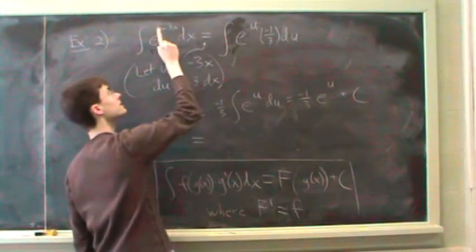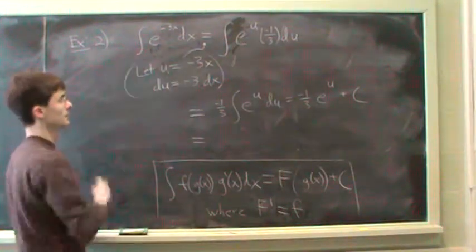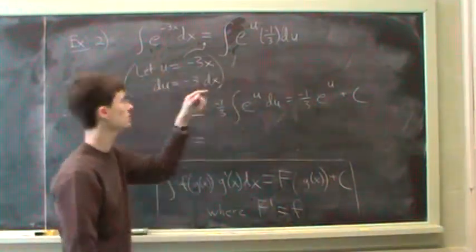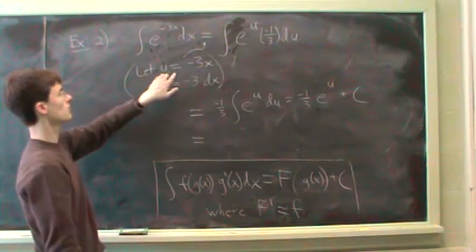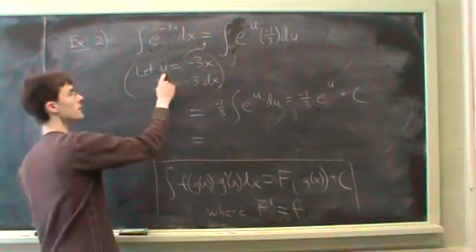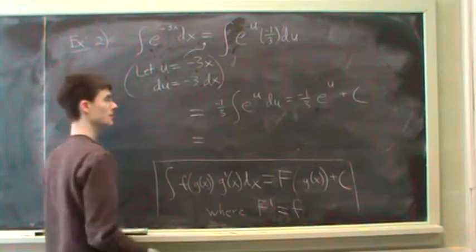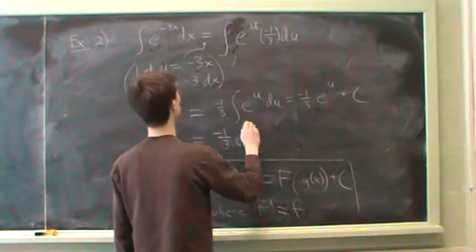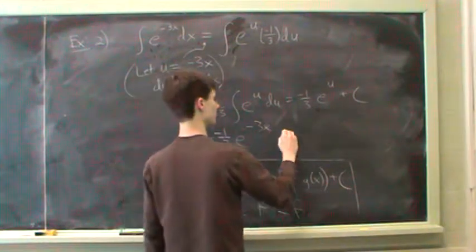But we want to find the answer to the original problem. And we get that by replacing all the u's with x's using our rule for what u is in terms of x. And so now we replace all the u's with minus 3x. We find that the answer is going to be minus 1/3 e to the negative 3x plus c.